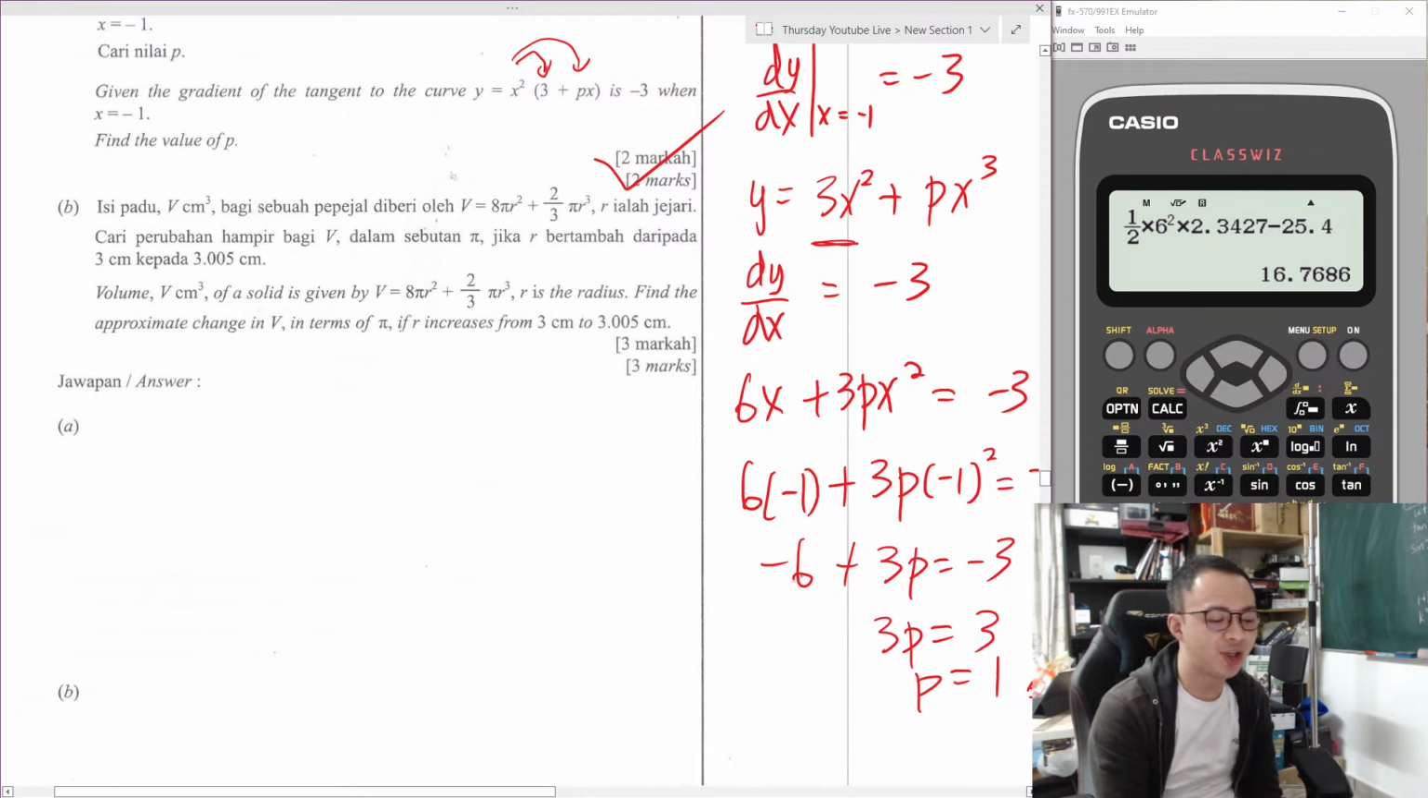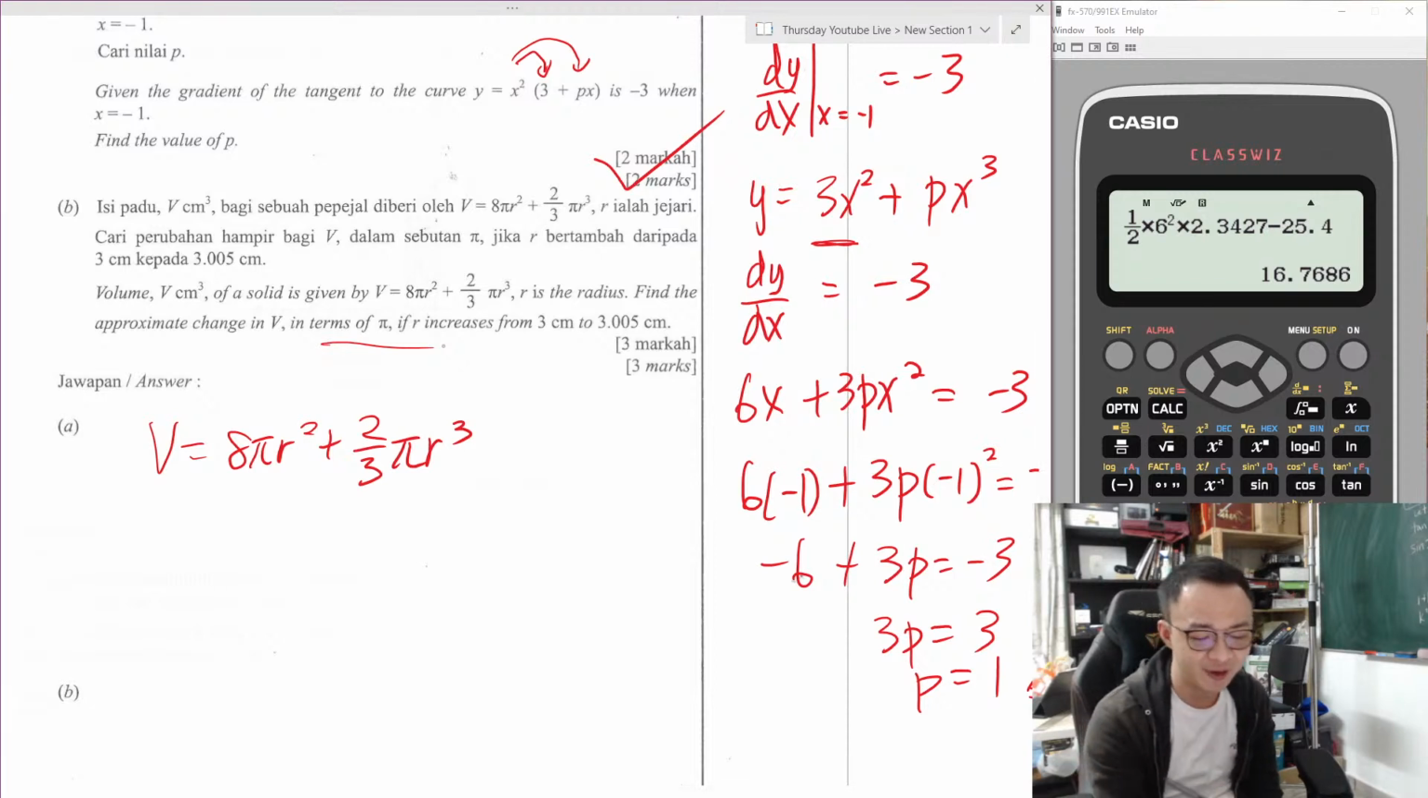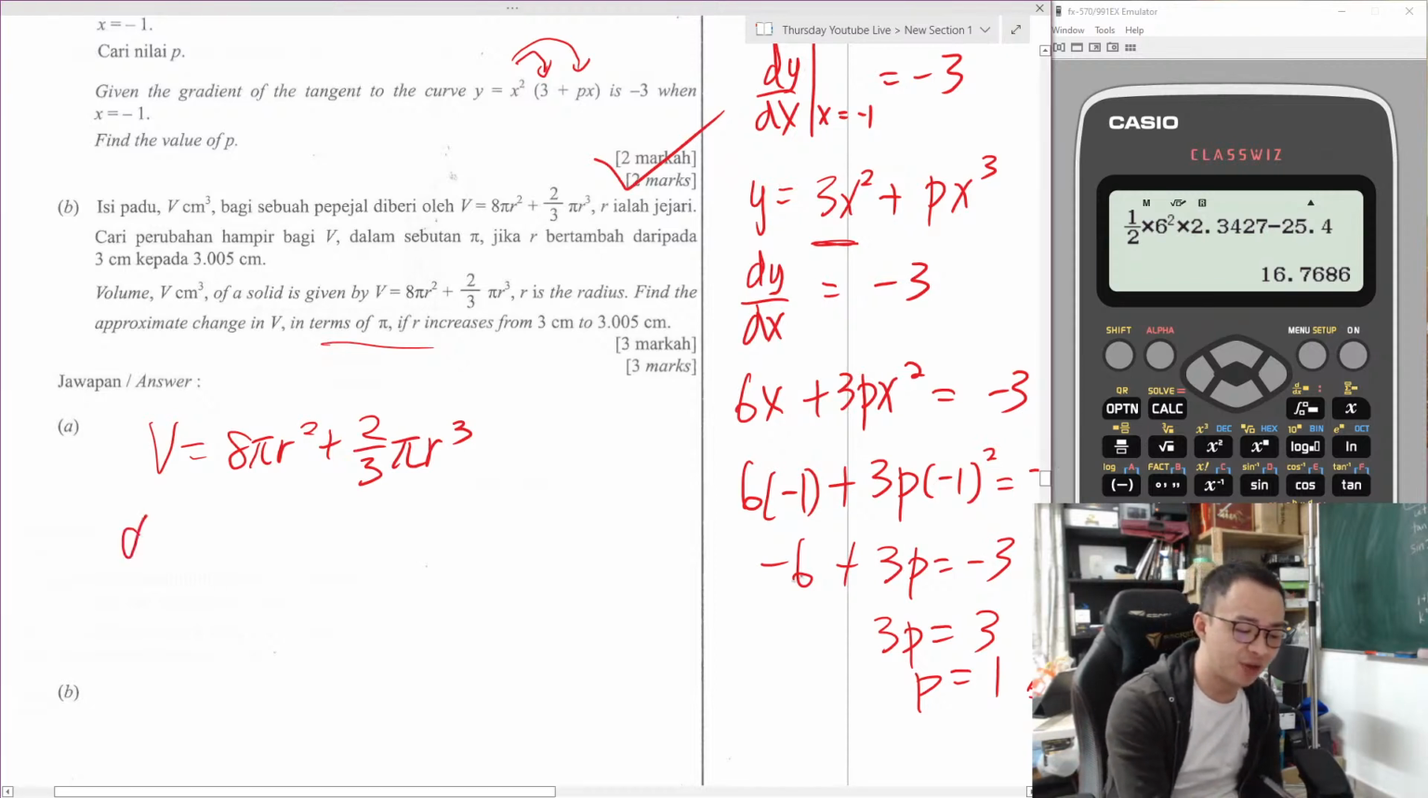Then we have some small change. We have a volume here, which is 8 pi r squared plus 2 over 3 pi r cubed. Find the approximate change in v. So we know this is a small change, in terms of pi, when r increases from 3 to 3.005. At first I know the change of r is basically 3.005 minus 3, which is 0.005.